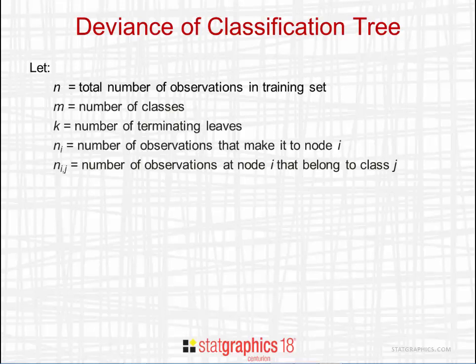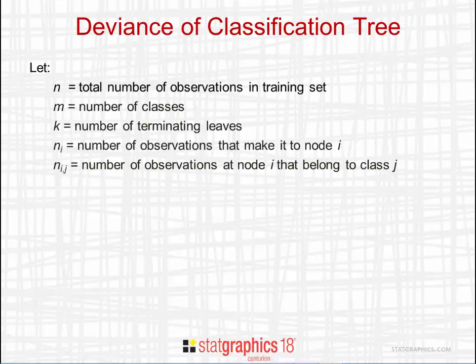I'm going to start off by letting n be the number of observations in the training set. The training set is the set of rows used to develop the decision tree. In many cases, that's all of the data, although sometimes a certain section of rows are withheld for validation. I'm going to let m be the number of classes. It's 3 for the wine data. I'm going to let k be the number of terminating leaves. That's the number of end branches in my tree.